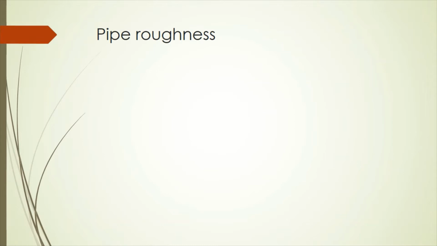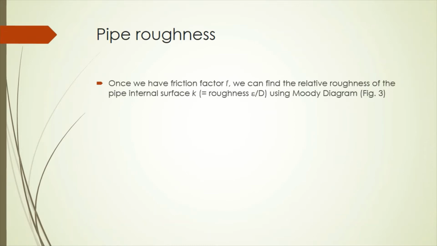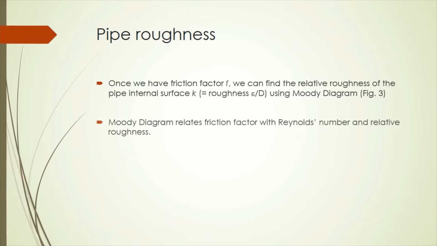Okay, now after we have the friction factor, we go on to calculate the pipe roughness of each pipe. Once you have the friction factor, we can then find the relative roughness using a Moody chart, which is figure 3 in your lab sheet. Now this Moody diagram relates friction factor with Reynolds number and relative roughness. So we have to calculate Reynolds number.